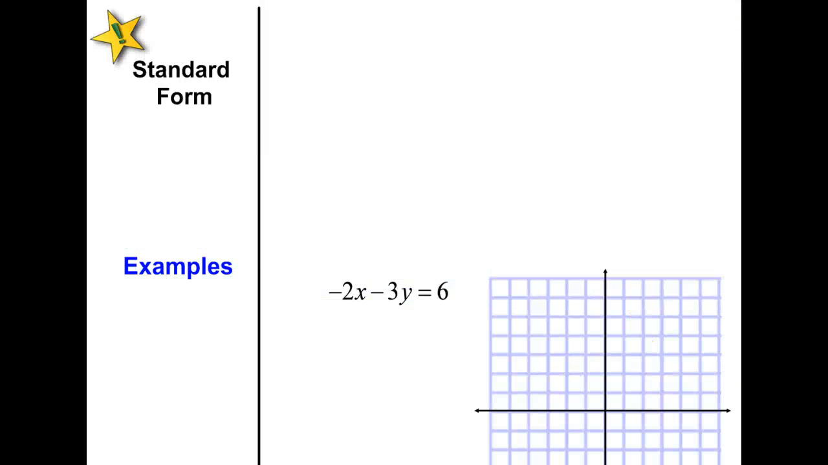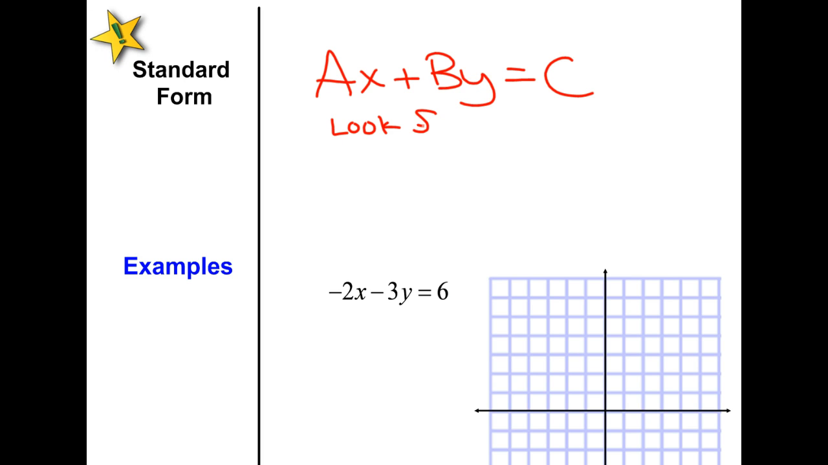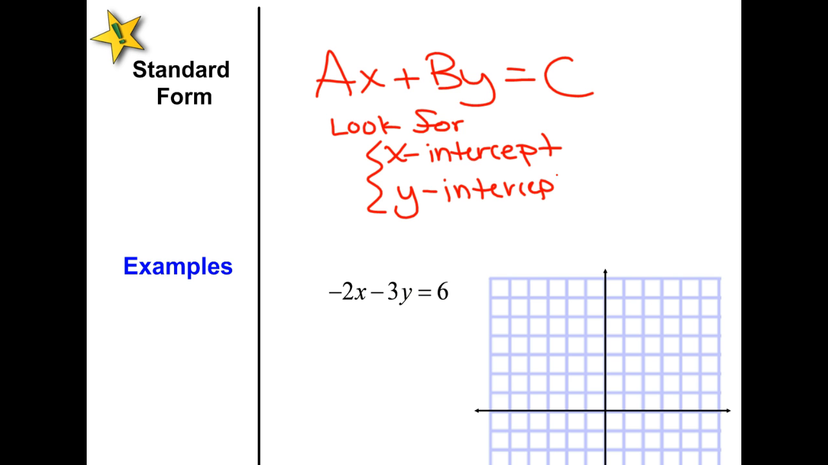All right, the next thing we have to look at is standard form. And remember, standard form looks like this: ax plus by equals c, where we have whole numbers. Now this one can get a little bit tricky, but really what I'm going to look for is the x-intercept and the y-intercept. So when I'm in standard form, all I need is just 2 points, and those are the x-intercept and the y-intercept.